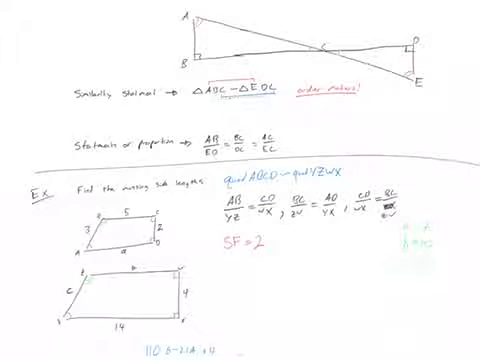So I found the missing side length. I have found the scale factor. I've set up statements of proportion, and I've also found the similarity statement.